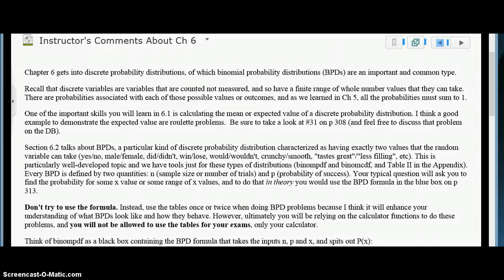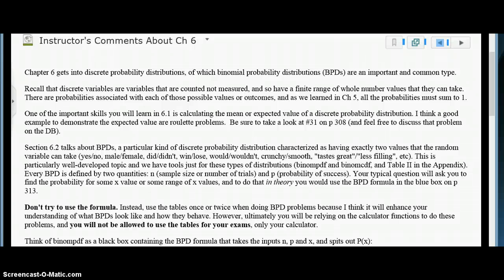This is well developed in our section, and we're going to be using our calculator to calculate those. So I wanted you to try to use the table as you're going through them a couple of times. And the table's in the appendix of our book. And I think that kind of helps you get the feel for these binomial distributions. And then you can use your calculator and use binomial PDF and binomial CDF. Again, I have those videos for the calculator to look through.